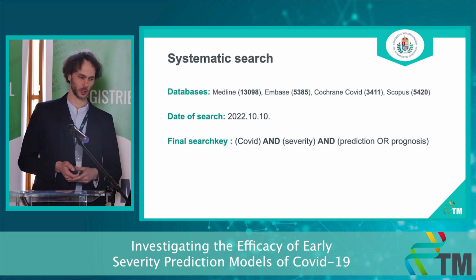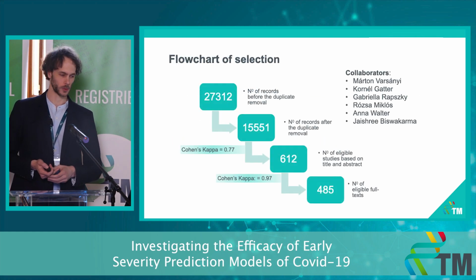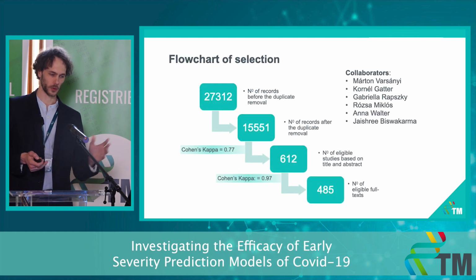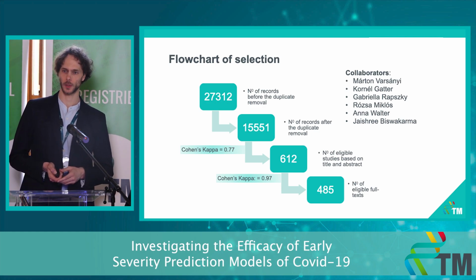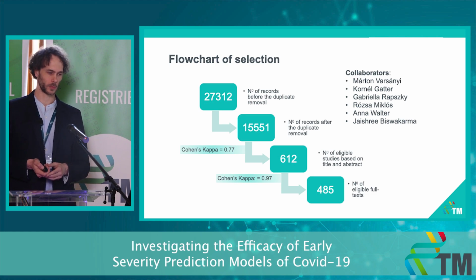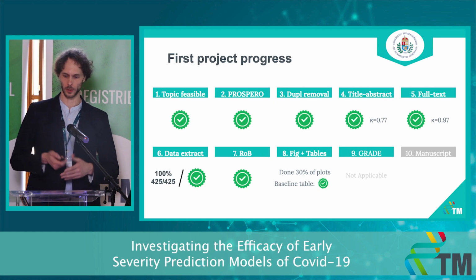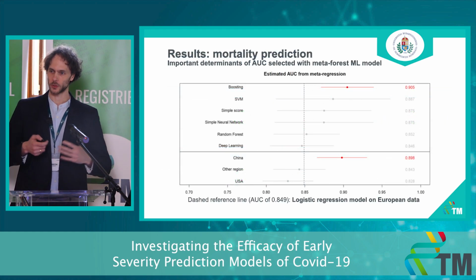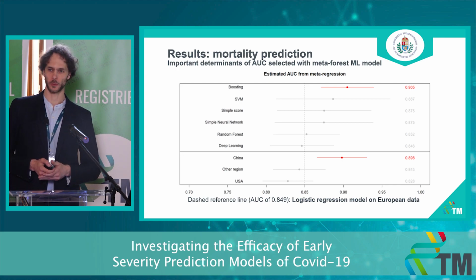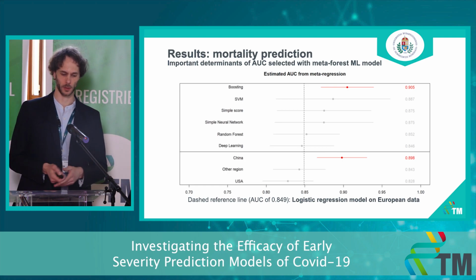Systematic search in these four databases yielded around 27,000 results. And after selection, we ended up with a little fewer than 500 articles to extract data from, which we have already done, and we are in the analysis phase. I'm not going to show you a forest plot with hundreds of studies. Rather, I would like to highlight, I think, the most important result in terms of the original question.